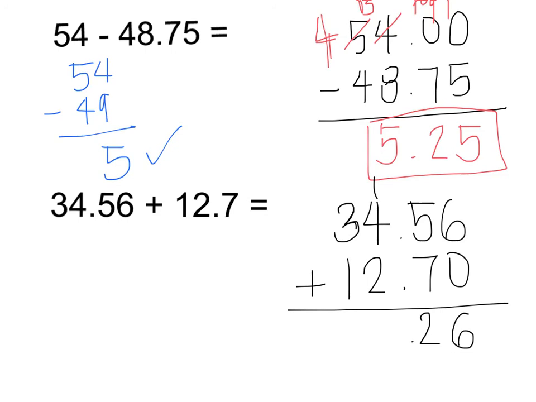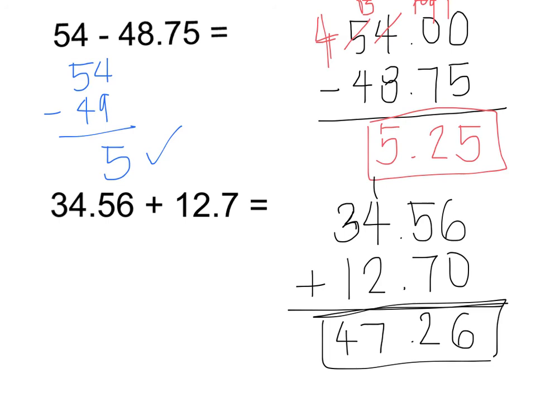Good. 1 plus 4 plus 2 is how many ones, Carmel? 7. 7 ones. 3 tenths plus 1 ten is, Vienna? 4. My answer is 47 and 26 hundredths. Am I done? No. What should I round to? Do you guys like to round to the nearest tenth or the nearest whole number?